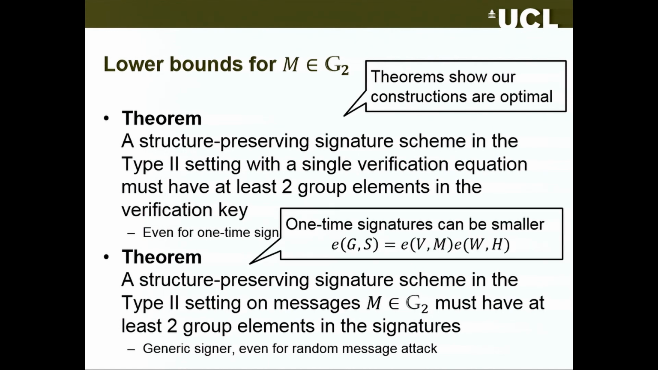I should mention here that if you look at one-time signatures, you can actually get smaller signature size. So here it is essential that it is a signature scheme which is secure where you can get many signatures and random messages.